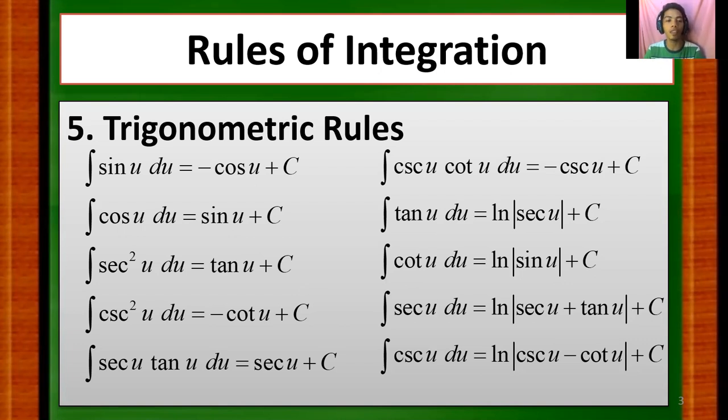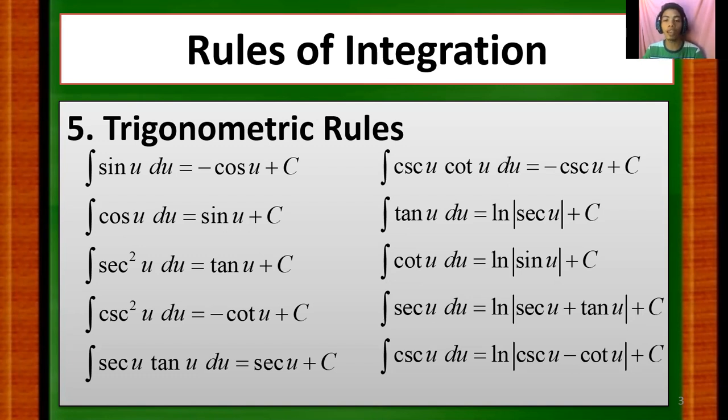If we have the integral of secant square u du, that is equal to tangent u plus c. If we have the integral of cosecant square u du, that is equal to negative cotangent u plus c. If the given is the integral of secant u tangent u du, that is equal to secant u plus c. If we have the integral of cosecant u cotangent u du, that is equal to negative cosecant u plus c.